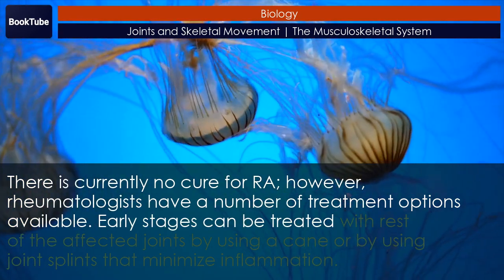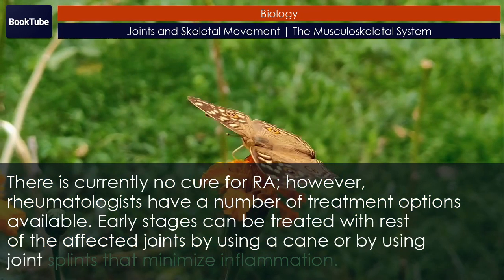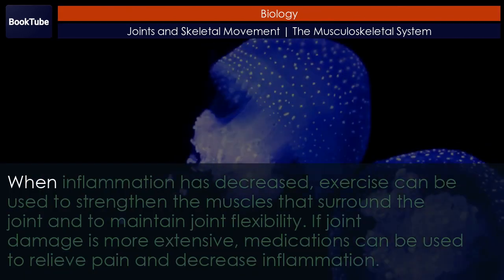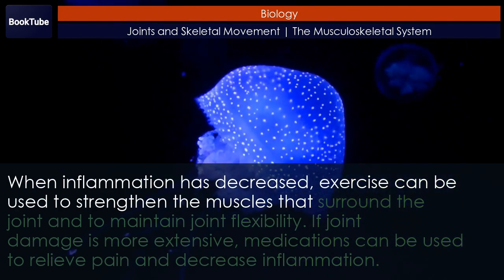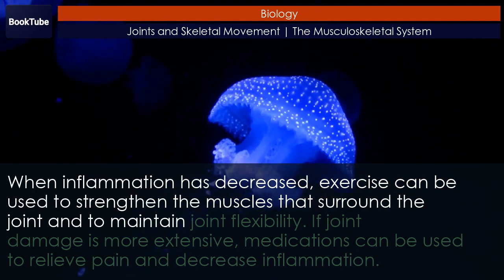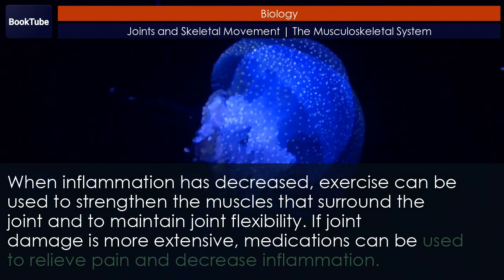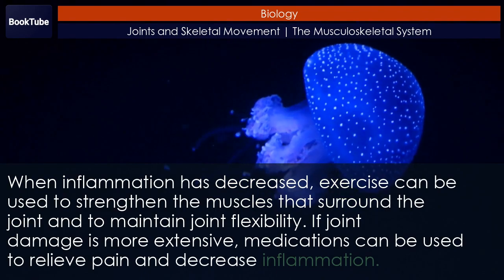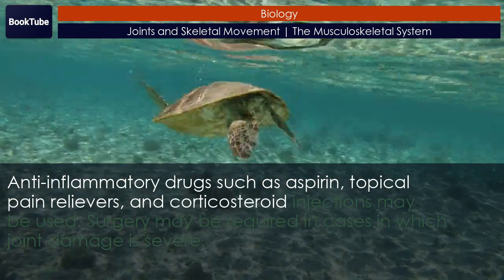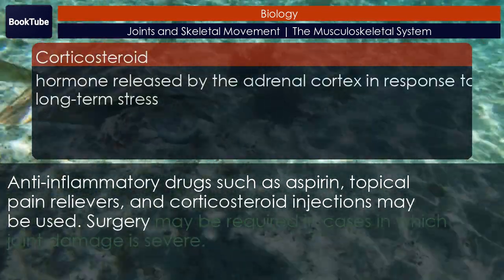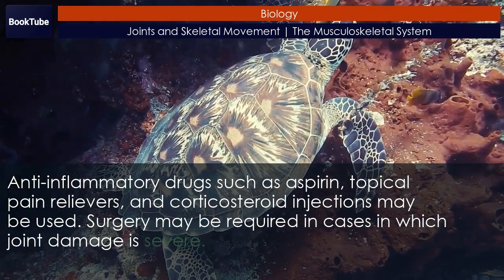Early stages can be treated with rest of the affected joints by using a cane or by using joint splints that minimize inflammation. When inflammation has decreased, exercise can be used to strengthen the muscles that surround the joint and to maintain joint flexibility. If joint damage is more extensive, medications can be used to relieve pain and decrease inflammation. Anti-inflammatory drugs such as aspirin, topical pain relievers, and corticosteroid injections may be used. Surgery may be required in cases in which joint damage is severe.